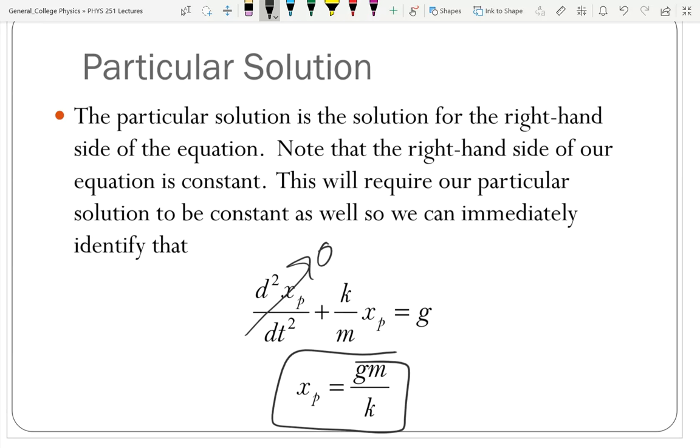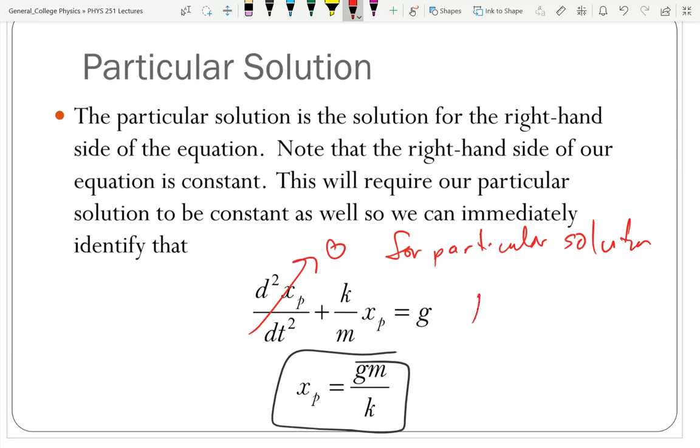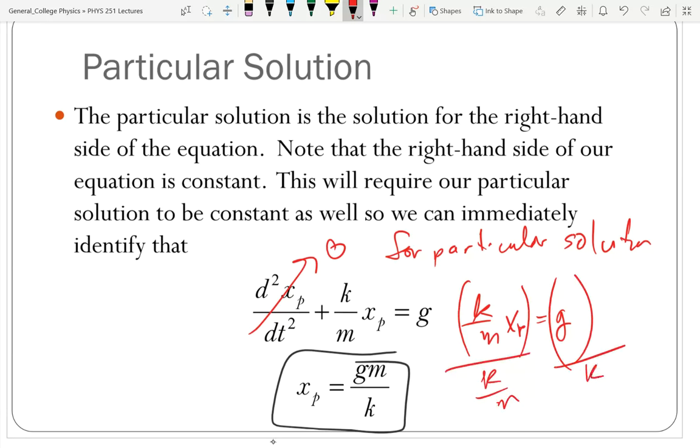Nathan? It seems like when you solve for xp, still the k would be on top. Okay, so what I have is k over m xp equals g. So I have to divide both sides by k over m. So those cancel. And then, of course, dividing by fractions, you invert and multiply.